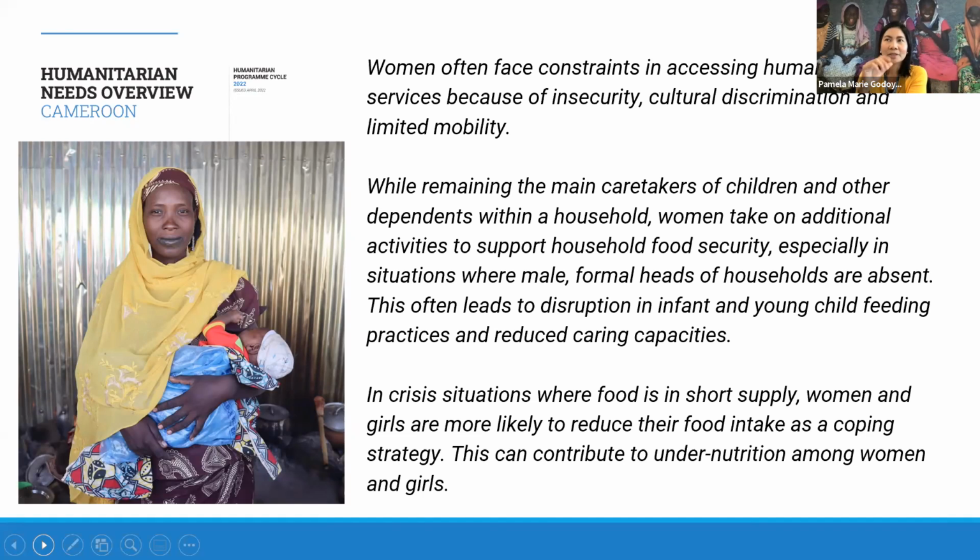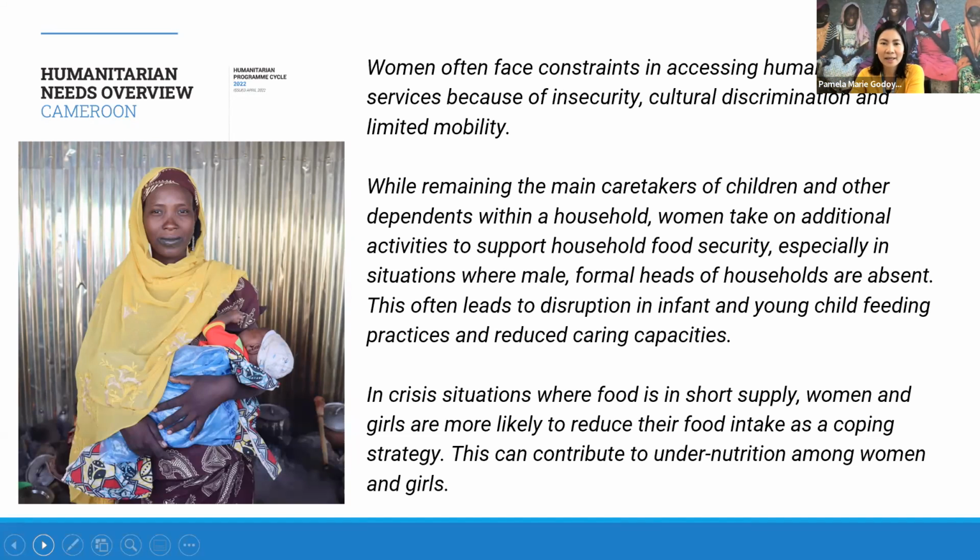So what's very strong about this HNO is that it did not only emphasize the physiological causes and consequences of malnutrition on women, adolescent girls, and children, but also emphasized the impact of social and gender norms on nutrition in times of crisis. So they looked beyond the physiological needs of pregnant and lactating women and children and examined how gender and social norms affected nutrition. They included in their narrative some sections pertaining to the fact that women face constraints in accessing humanitarian services because of insecurity, cultural discrimination, as well as limited mobility.